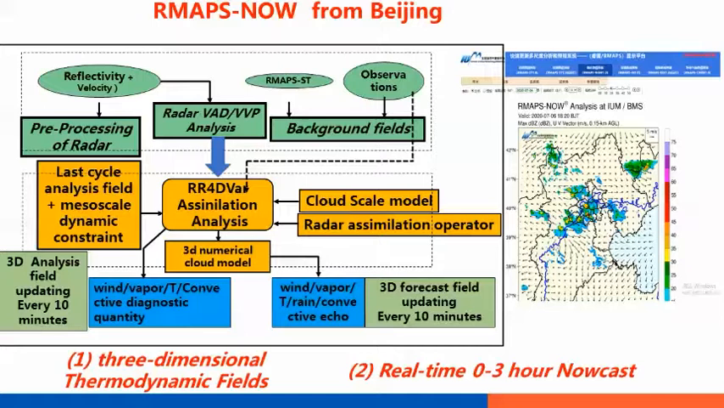The background field is a real-time fusion analysis with more than 2,000 automatic stations at 5 minutes and short-term numerical prediction system forecast results. The 3-kilometer resolution atmospheric three-dimensional thermodynamic field and hydrometeor analysis, and 0 to 3 hour approximate numerical prediction products can be provided for the Beijing, Tianjin, Hebei region with a 10-minute update cycle.